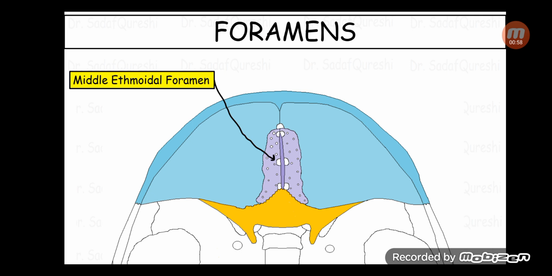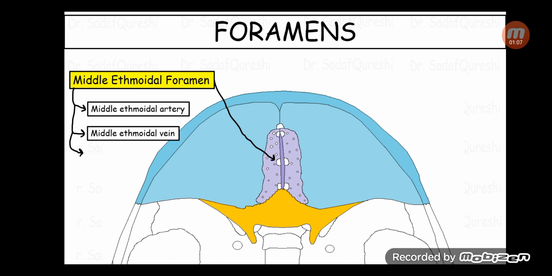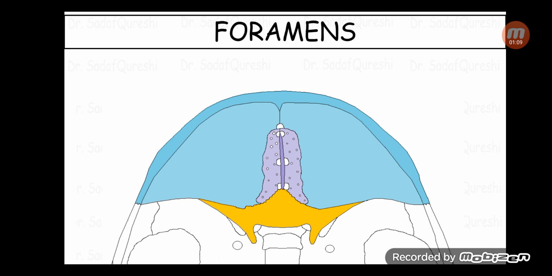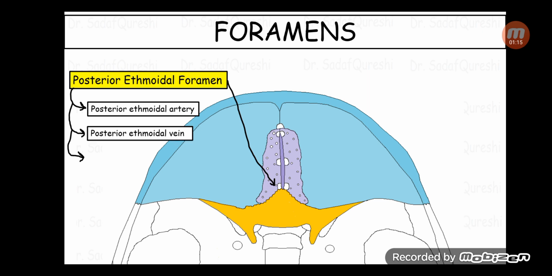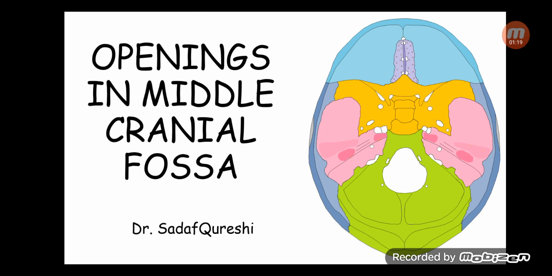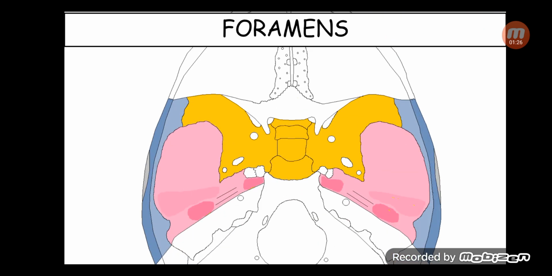The third opening we have in the anterior cranial cavity is the middle ethmoidal foramen, which passes the middle ethmoidal artery, middle ethmoidal vein, and middle ethmoidal nerve. The fourth opening we have in the anterior cranial cavity is the posterior ethmoidal foramen, which passes the posterior ethmoidal artery, posterior ethmoidal vein, and posterior ethmoidal nerve. So this was all about the openings in the anterior cranial cavity. Now we will talk about openings in the middle cranial cavity.